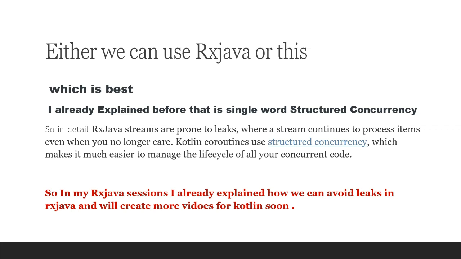The Kotlin coroutines use structured concurrency, which makes it much easier to manage the life cycle. So as I described, we have to avoid the leaks there, and how we can use that.